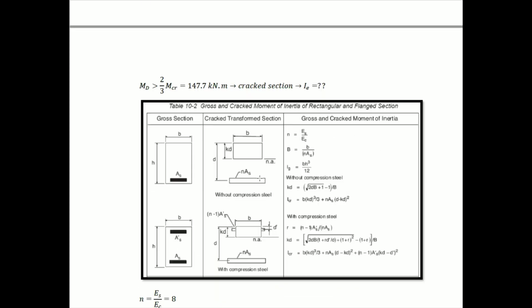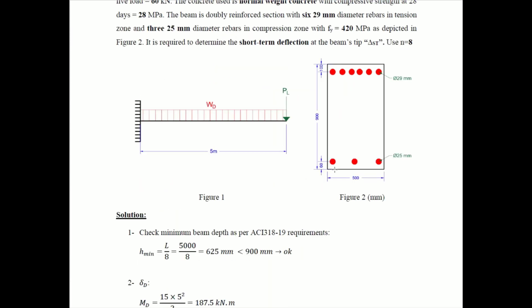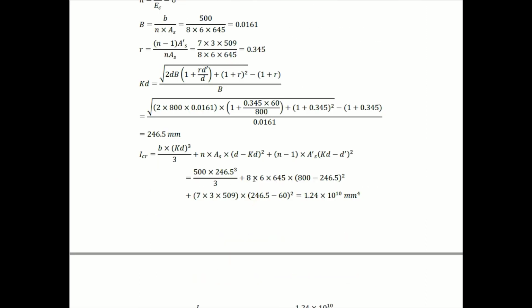D prime is the distance from the compression surface to the center of compression steel, which is 60 in our case, okay? Whereas D is 900 minus 100, so it's 800. We know these terms from RC1, just to remind you. So KD, by applying this equation, will be equal to 246.5 millimeters.